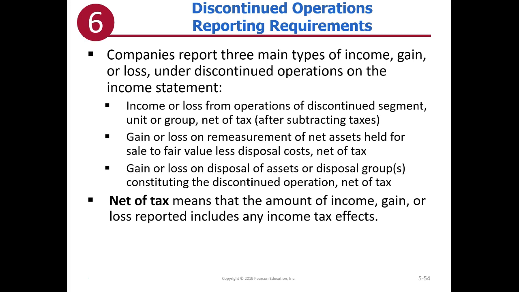The second piece is related simply to the plant assets themselves. You can either be holding them on the last day of the year, the last day of the period. In that case, you have to remeasure them to fair market value less any disposal costs. So you compare the carrying value to the fair value and you determine if you have a gain or loss. The next piece is gain or loss on the disposal if you already sold it. So that's really easy to figure out. Let's take a look at two quick examples to show us what we're supposed to do here.